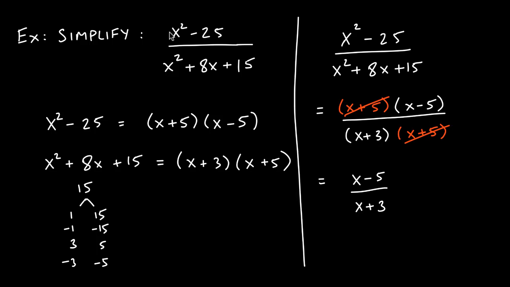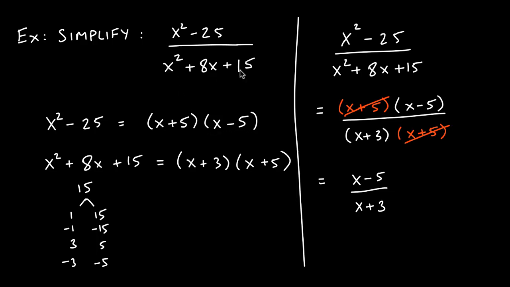Well, we see that the coefficient of x squared is 1, so there's no GCF. So we come down to the next question, which is how many terms? There's two terms in the problem. And immediately we see that this is a difference of squares. So x squared minus 25 can get factored to x plus 5 times x minus 5 using the formula.